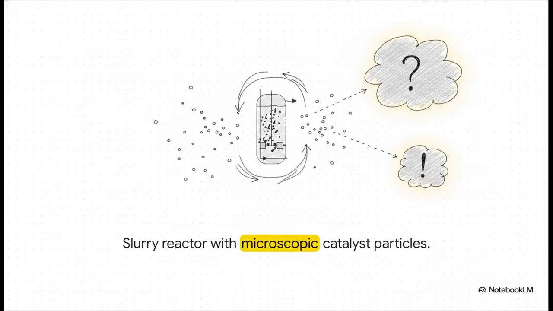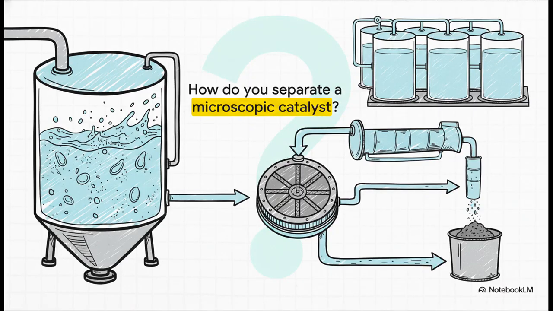But they create a massive problem at the end of the process. It's kind of like trying to get fine sand out of a swimsuit, but scaled up to a multi-million-dollar industrial facility. Which leads to a huge problem. How on earth do you catch a microscopic catalyst once the reaction is done?